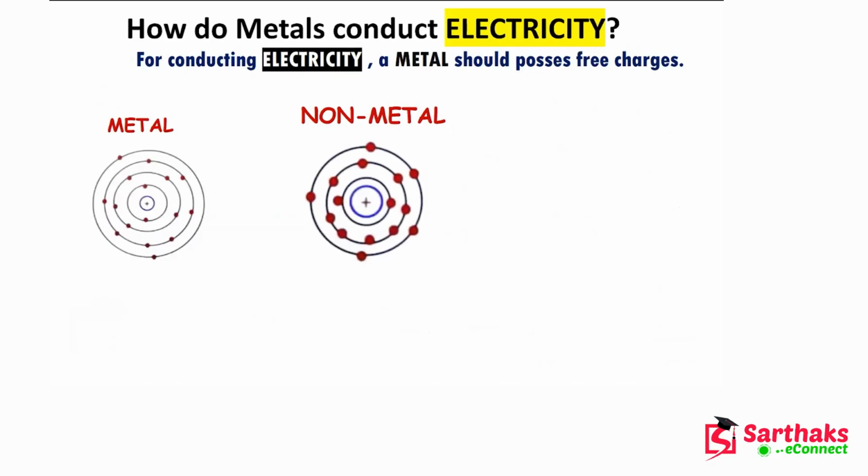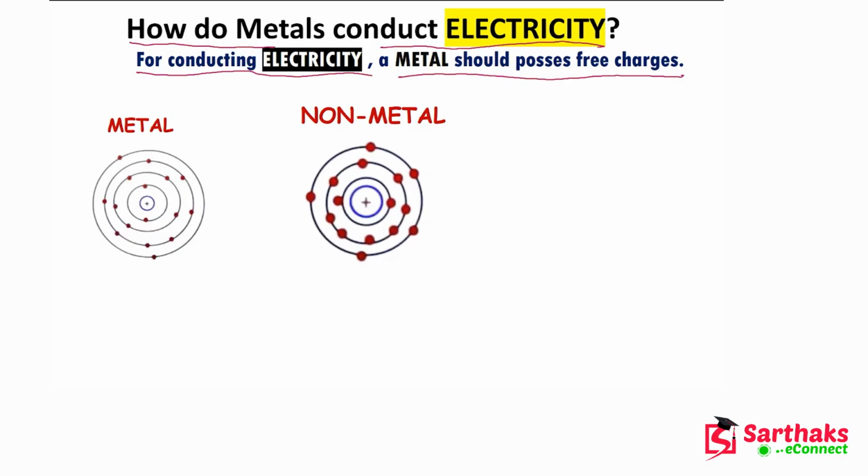Okay, so here we have to study how do metals conduct electricity. For conducting electricity, a metal should possess free charges. These things we have been looking at since the very first time when we started this lecture, that for conducting electricity there should be free electrons. If there is no free electron, then the electricity cannot be conducted.